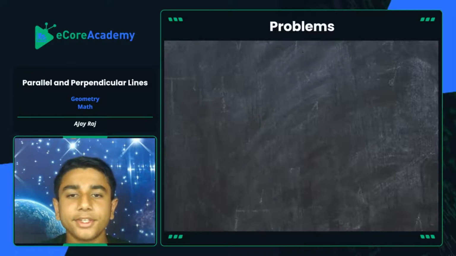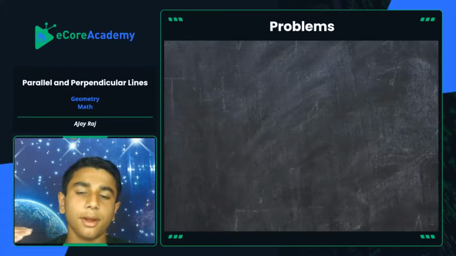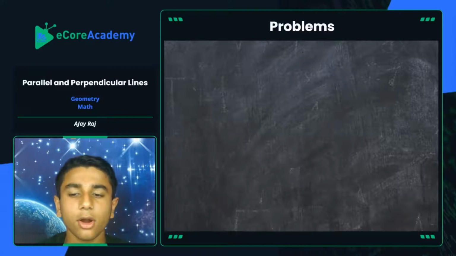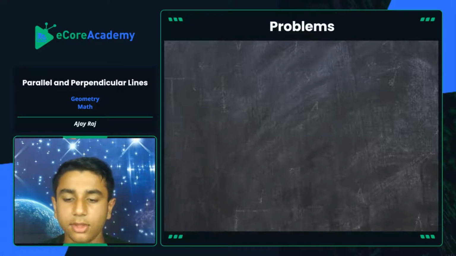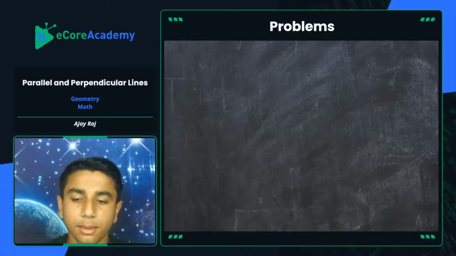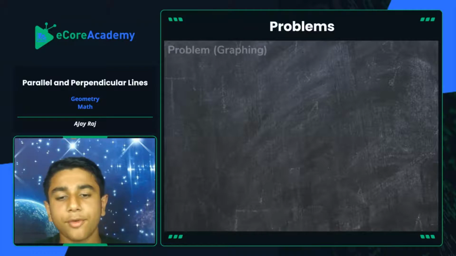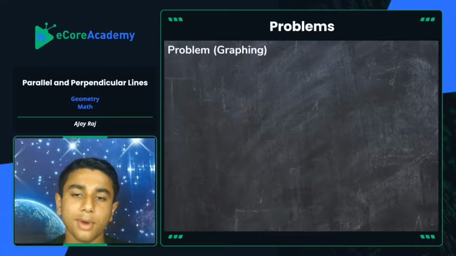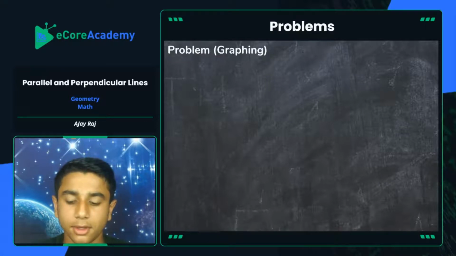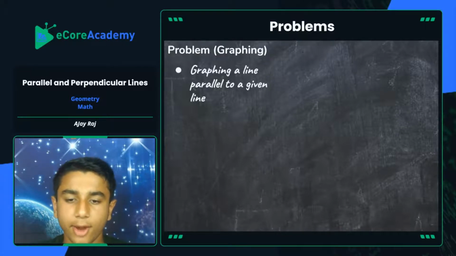All right, and let's move on to some problems for parallel lines. So what I'm going to do is show you what parallel and perpendicular lines are, some examples of them in real life, and some different kinds of problems. And I'll be giving you three different types of problems for each type of line. And for parallel lines, we're going to first come across the problem that revolves around graphing. So a parallel line graphing problem.